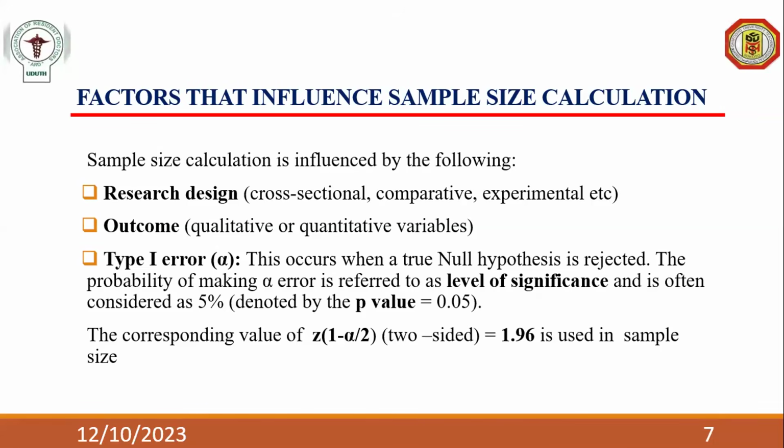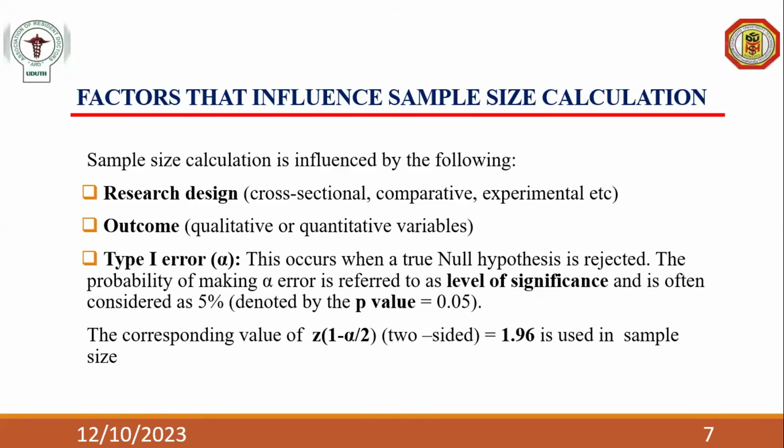That is a 5% chance. So it means you are 95% confident that whatever result you get in this research is a true measurement of that population. And you are only giving a 5% chance of making an error, a type 1 error. So this is our type 1 error. Then the corresponding value of z will be equal to 1.96.